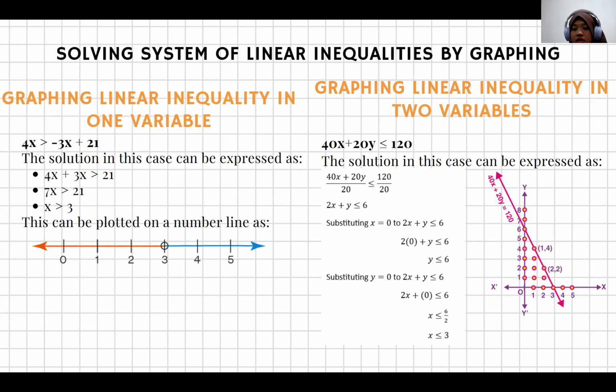So substituting x equal to 0, which is 2 multiplied by 0, and the product is added to y, and the sum is less than or equal to 6. So we got y is less than or equal to 6. And then the second step is substituting y equal to 0 into the expression. So we got 2x added to 0, and the sum is less than or equal to 6. So we got x is less than 6 over 2. So we got x is less than or equal to 3.